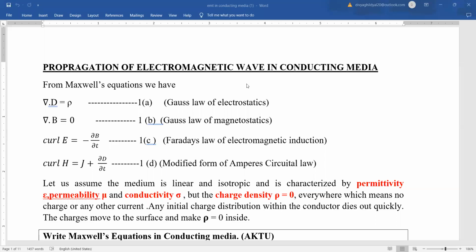Hello students, today we will continue with EMT. Topic is propagation of electromagnetic wave in conducting media.